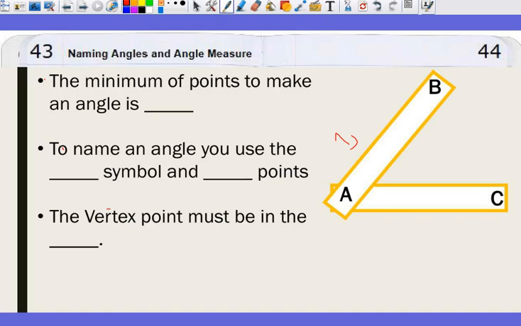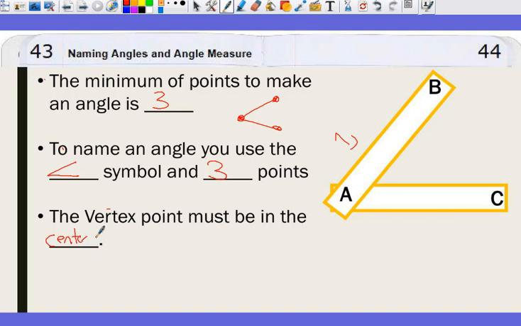A minimum of how many points is required to make an angle? Okay, we think 1. Okay, 1 point, is that an angle? 2 points, is that an angle? 3 points to make an angle. So to name an angle, you use the special angle symbol, and you use the 3 points. The vertex point must be in the center. So when you name it, the vertex must be in the center.